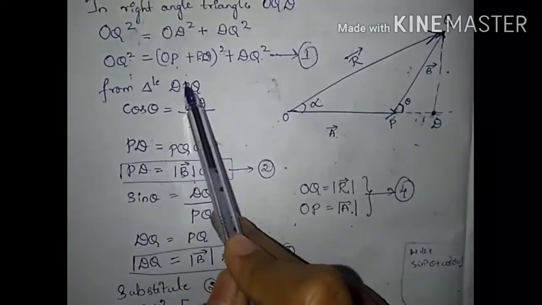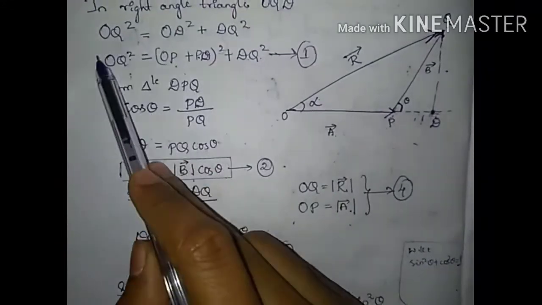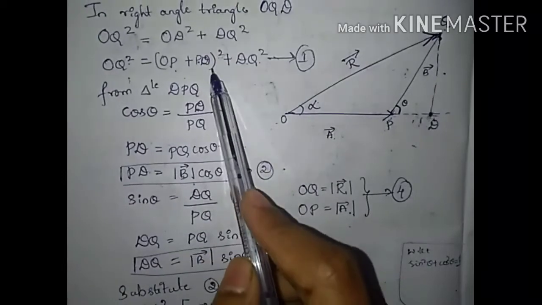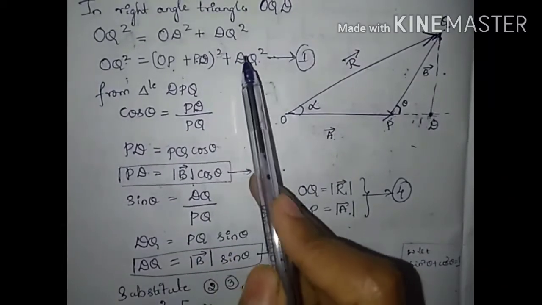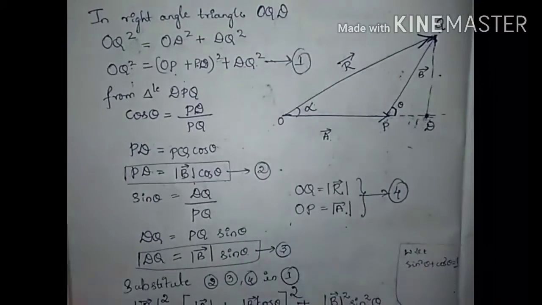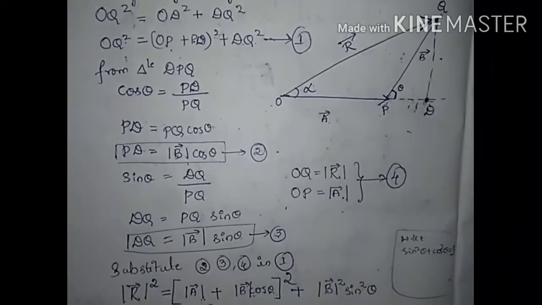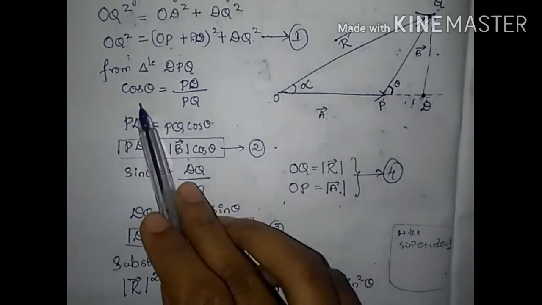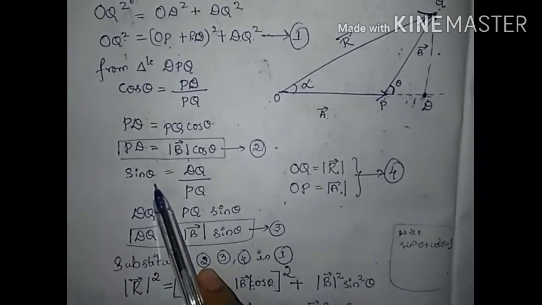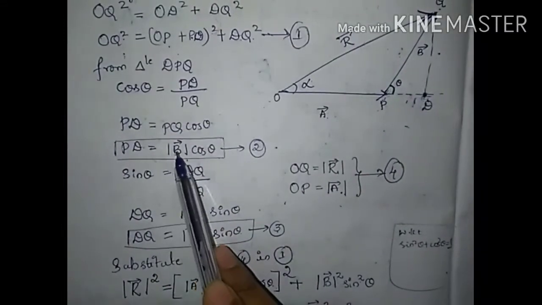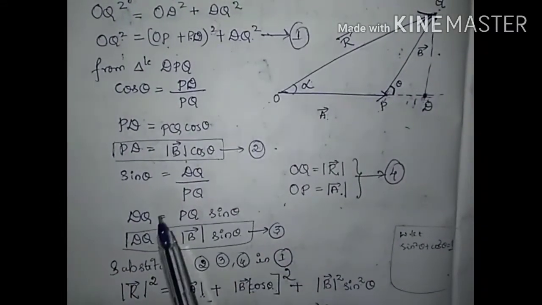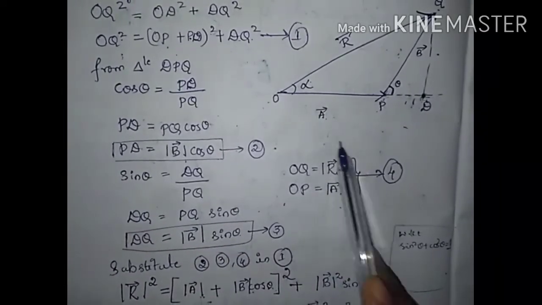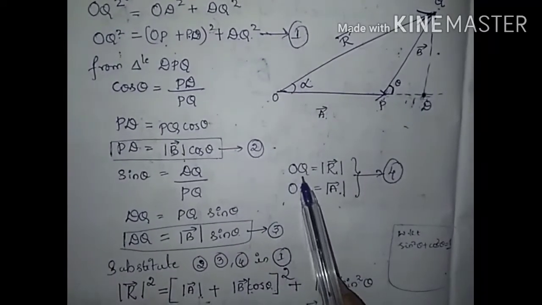From the diagram we know OP and OQ, so we need not find these two. What we have to find are PD and DQ. To find them, we considered this triangle, and in this triangle we took cos theta and sin theta. So cos theta gave us PD is equal to B cos theta, and sin theta gave us DQ is equal to B sin theta.